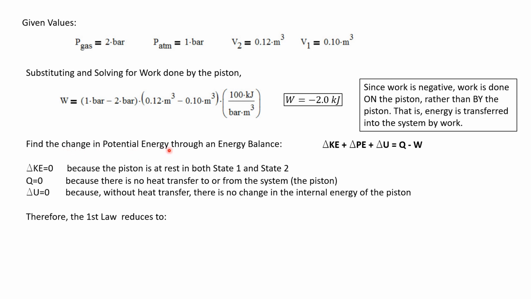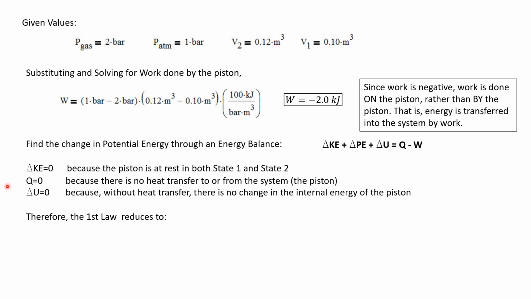Now we want to find the change in potential energy of the system, which is the piston. We'll do that through an energy balance. We'll say that for a closed system, the change in kinetic energy plus the change in potential energy plus the change in internal energy is equal to Q minus W. Well, let's look at some of these terms. Delta KE is the change in kinetic energy, and that is 0 because the piston was at rest in both state 1 and state 2, so there's no kinetic energy change to consider.